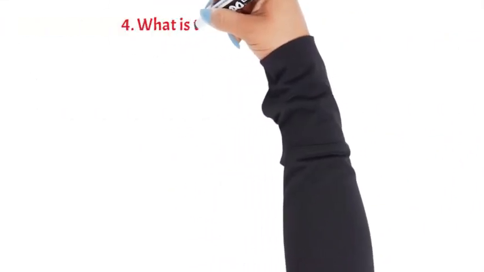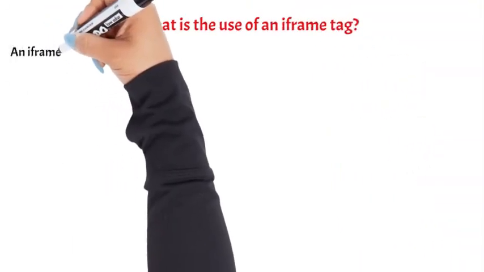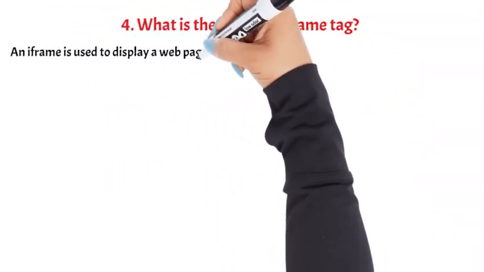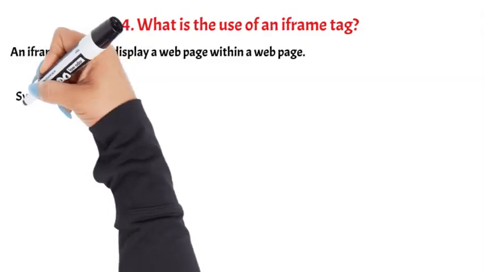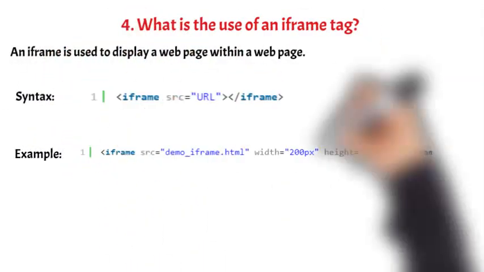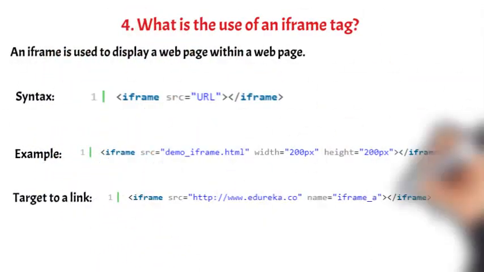4. What is the use of an iframe tag? An iframe is used to display a web page within a web page. Syntax. Example. Target to a link.